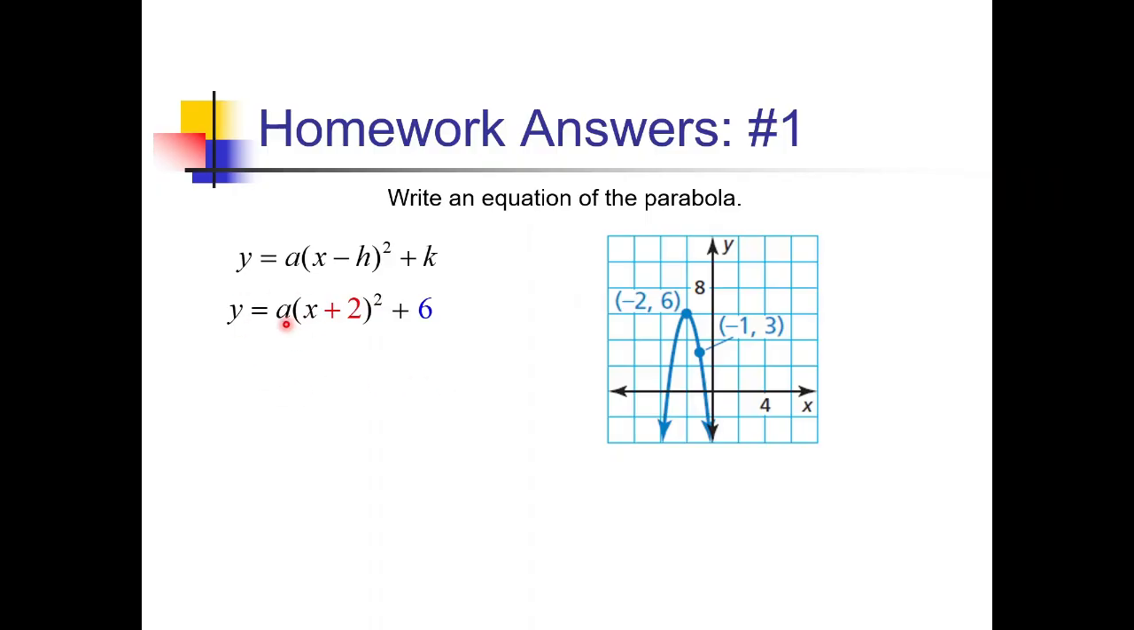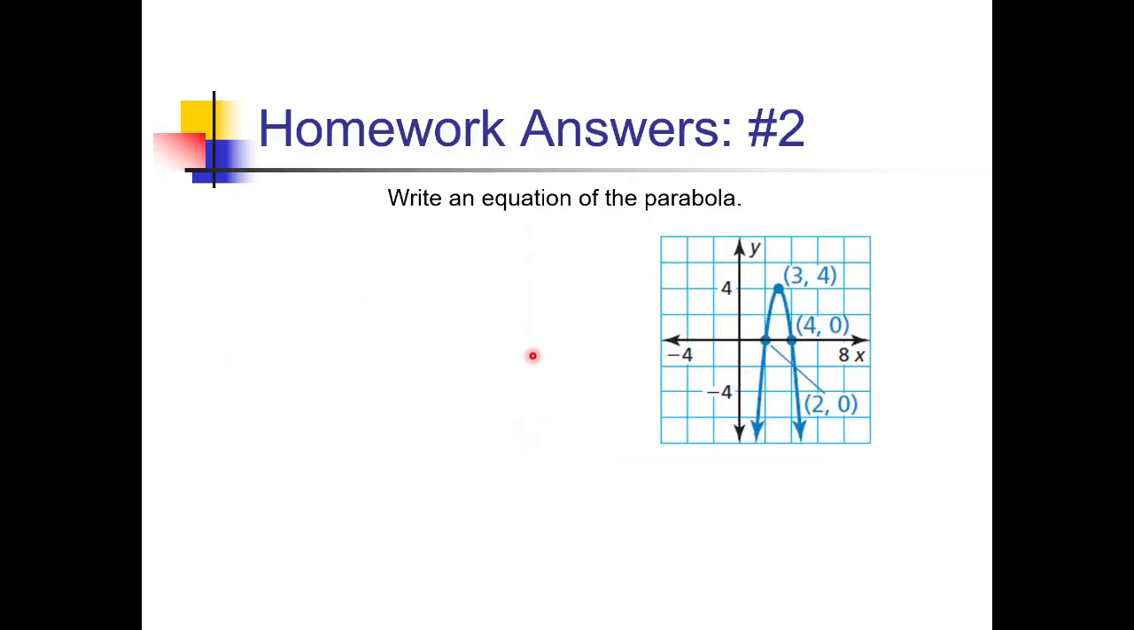Next up, I need to solve for the a value. I'm going to get that by plugging in this other point, negative 1 comma 3, for x and y. So I'm going to rewrite this as 3 equals a times negative 1 plus 2 quantity squared plus 6. Negative 1 plus 2 is 1. Square that, you still get 1. So we really have 3 equals a plus 6, which is just going to be negative 3 when we subtract that 6. So plugging that all back in to where I had the vertex filled in here, I'm going to have y equals negative 3 x plus 2 quantity squared plus 6.